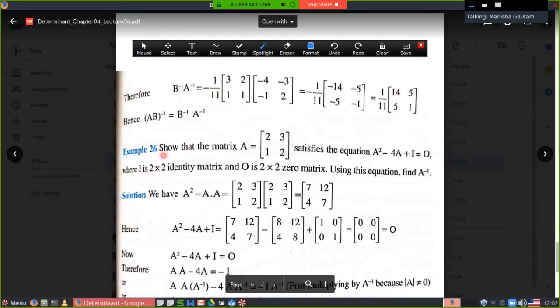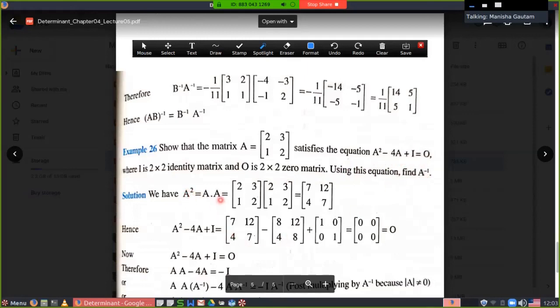Let's do it again. Here a matrix A is given to you. A square minus 4A plus I equals 0. You have to show it. This O is the 0 matrix, and I is the identity matrix. You have to take a 2 by 2 matrix, and using this equation, find A inverse. In the previous example, in the question, I had written hence in the place of this word, using this equation. Hence and using this equation, both have the same sense. So for the question, you first have to show that this equation is equal to the 0 matrix.